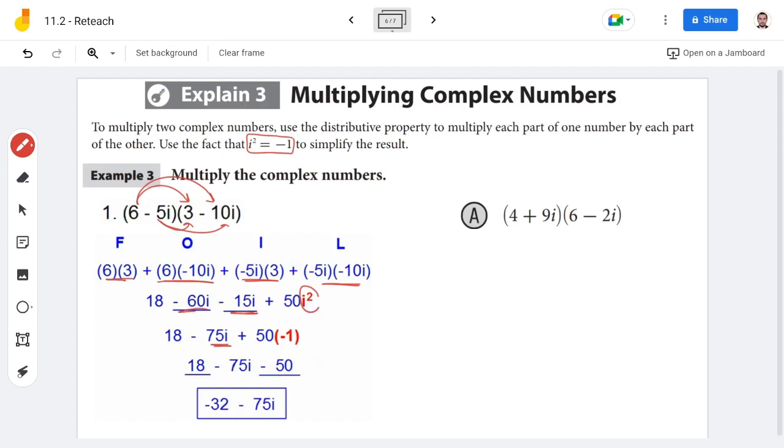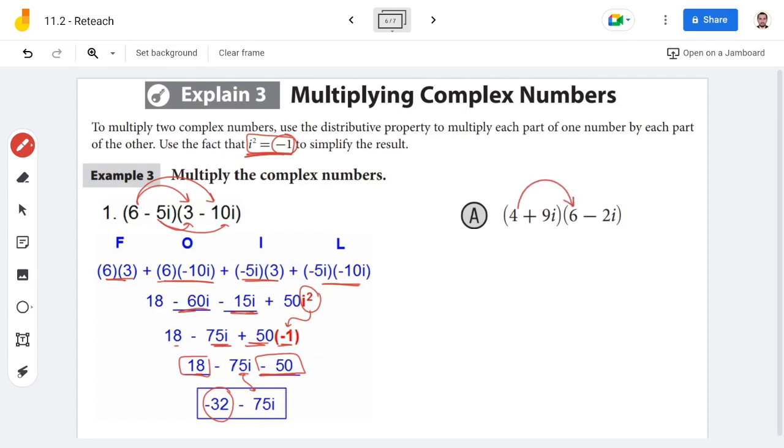We know that i squared from the formula is equal to negative 1. So we rewrite it as negative 1. So now 50 times negative 1 is equal to negative 50. And we keep 17i and we write 18. So now we add the like terms. Negative 50 and 18 together, both of them will give you negative 32. Then we keep the negative 75i. Clear? Now let's do this.